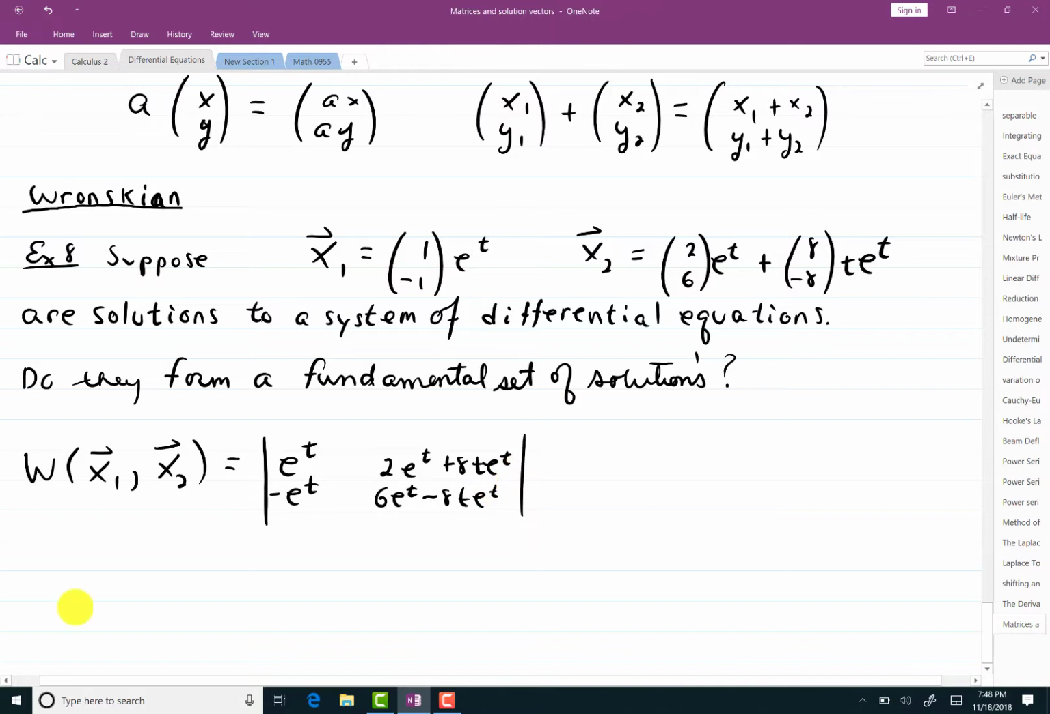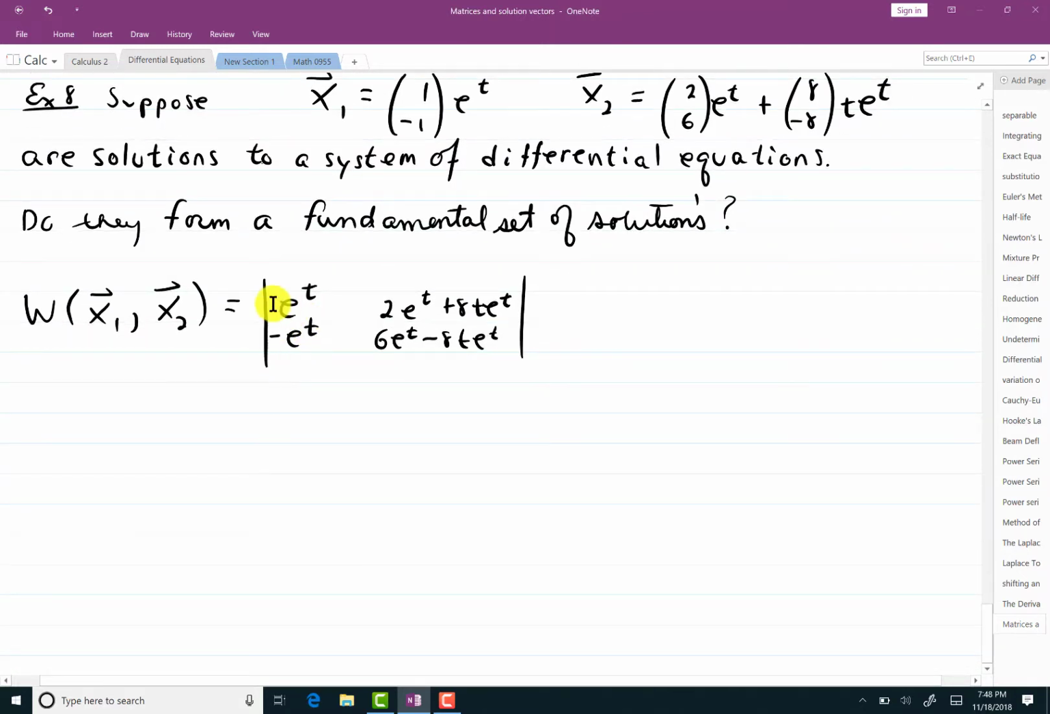And as you'll recall, the way we compute this is we multiply across this diagonal here, so top left to bottom right. That equals e to the t times 6e to the t minus 8t e to the t. And then I subtract multiplying the other diagonal. So that will become plus e to the t times 2e to the t plus 8t e to the t.